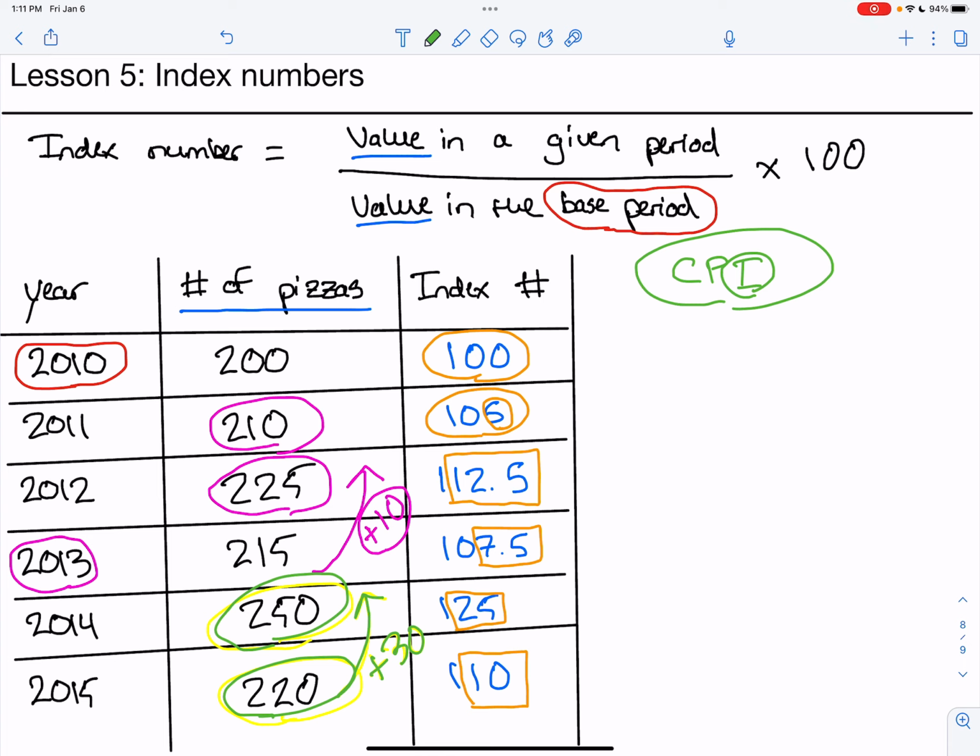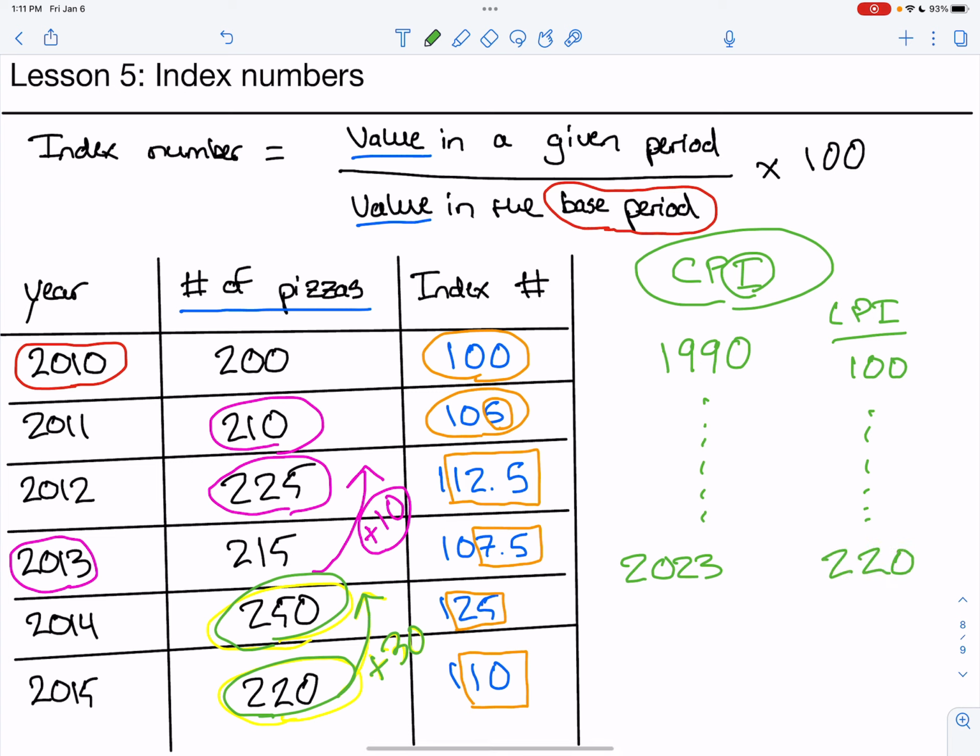All right. So if we choose 1990 as our base year, right, then the CPI in 1990 would be 100, right? Now let's say that in the year 2023, the CPI is 220. Well, then we can very, very easily see that consumer prices have increased by 120% from 1990, right? We do 220 minus 100, that gives us 120, right? 120%. So that's an example of where index numbers might be useful.